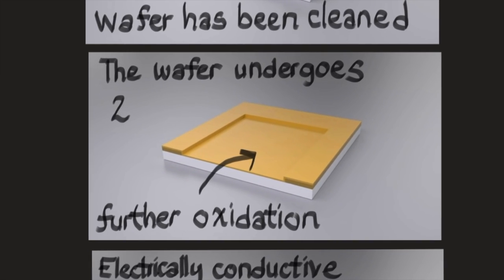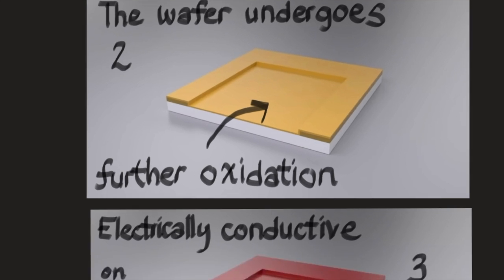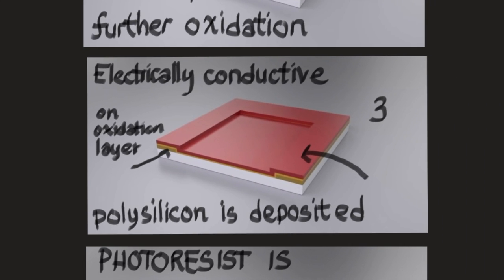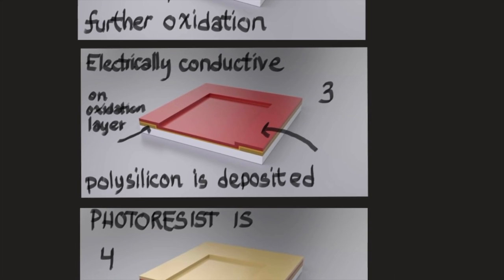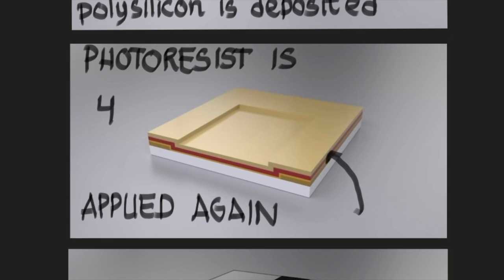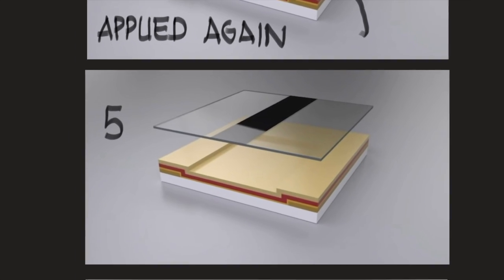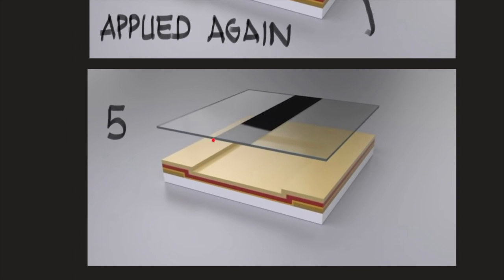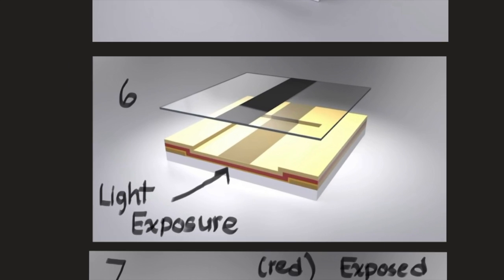Step number 2, the wafer undergoes further oxidation. Step number 3, it's electrically conductive. This is the oxidation layer, so they put on an oxidation layer. The polysilicon is deposited. Step number 4, photoresist is applied again. Step number 5, this little sheet of glass, this little strip, is to prevent the light from chemically changing the photoresist.